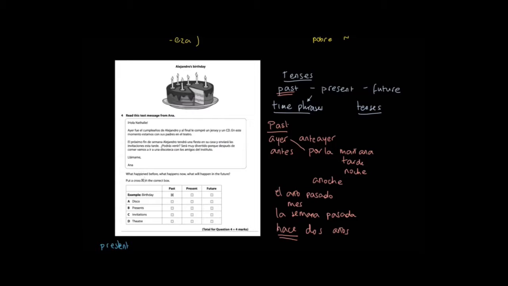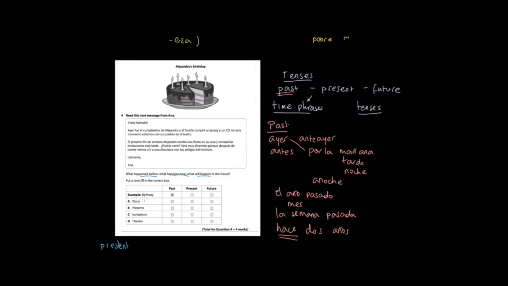Before I read the text message, I'm actually going to look at what on earth I need to do in this question. So what happened before? What happens now? And what will happen in the future? That's what I need to understand. Can you see that if you just start by reading the text without knowing what the question is asking you to do, it will be a pointless exercise, because you wouldn't be paying attention to what happens now, what happens next. So it's important that you look at what you need to do.